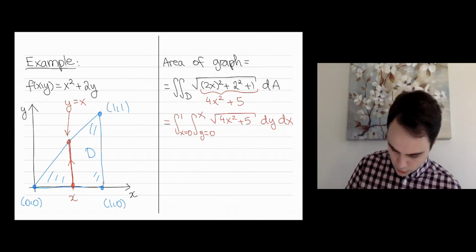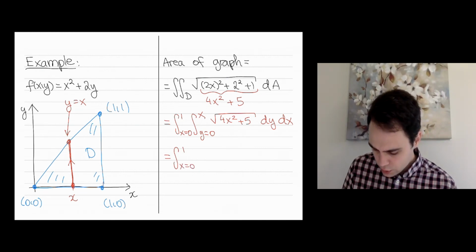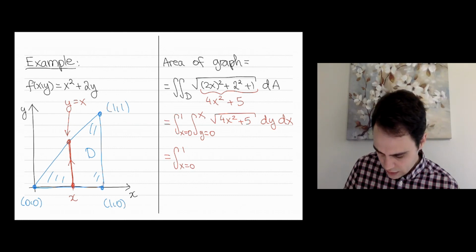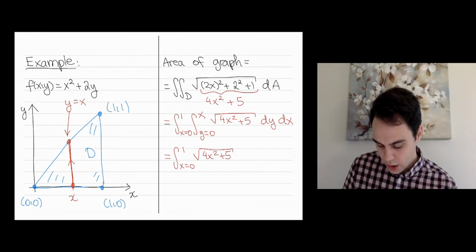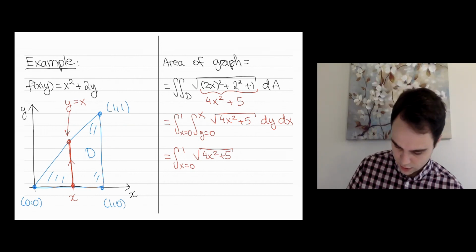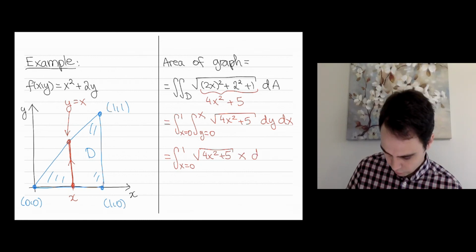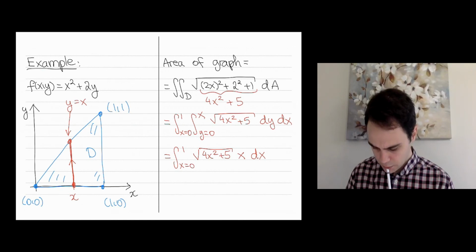Okay, now let's evaluate the two integrals. We're integrating x from 0 to 1. So the integral inside, you can see that the integrand doesn't depend on y, so it's a constant. You can just pull it out of the y integral. Then I'm left with the integral of dy, that's just y from 0 to x, that's just x. So the integral of dy from 0 to x just gives me x.